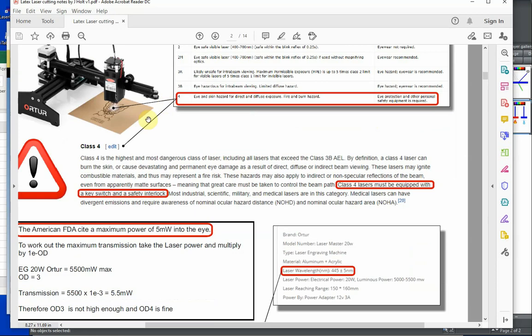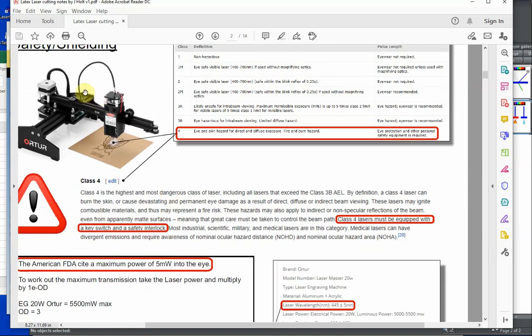Now, in Europe, a class 4 laser, it says here, class 4 lasers must, and the word must means it's mandatory, be equipped with a key switch and a safety interlock. In other words, if you operate like that, with this laser just plonked on your desk, in Europe, in a business sense, that is completely illegal. This thing has to be interlocked. In other words, you can't operate it without using a key switch, some sort of keyed switch. So plonking that on your desk is not legal in Europe, okay, for business.